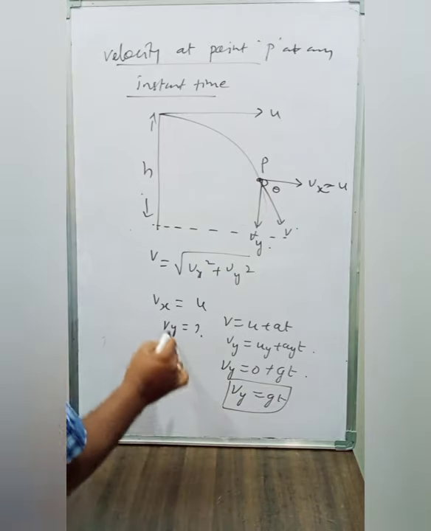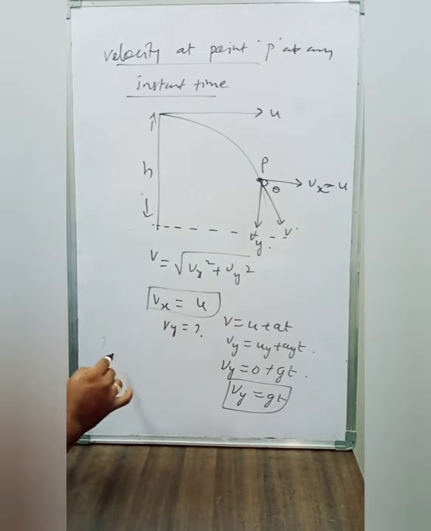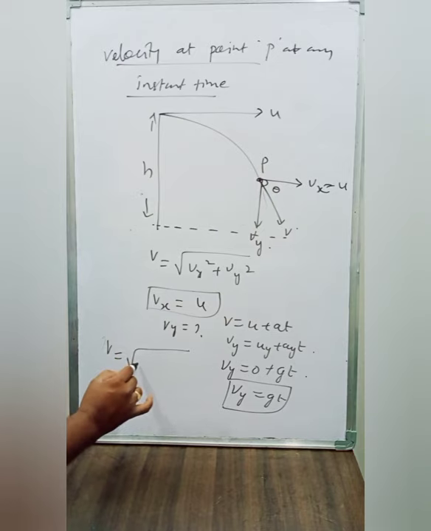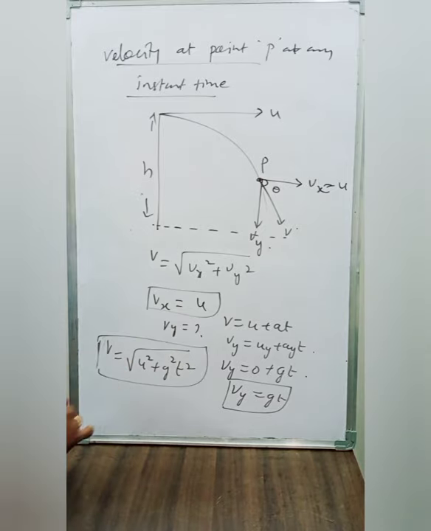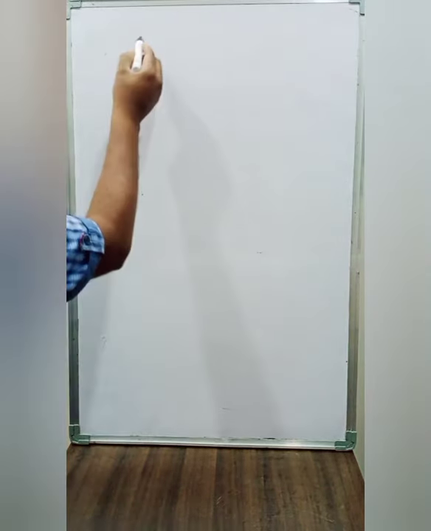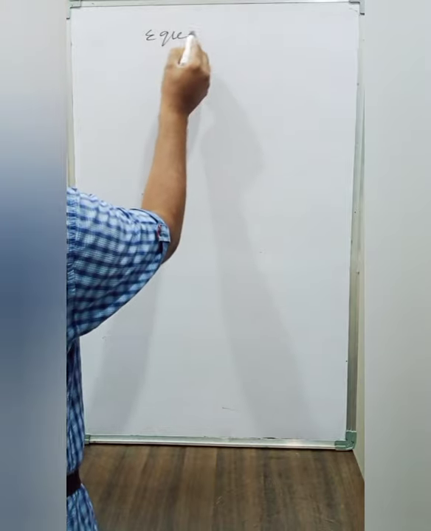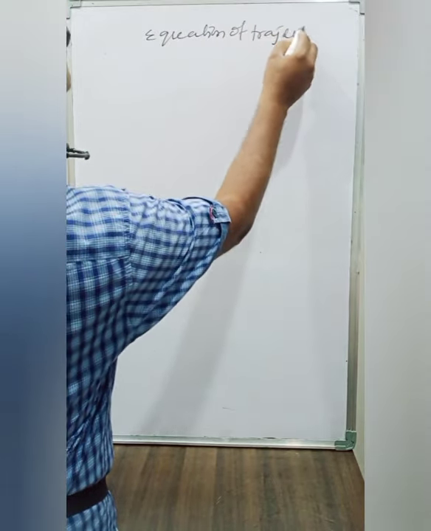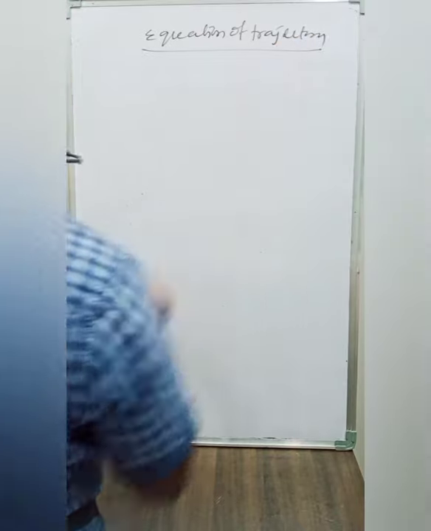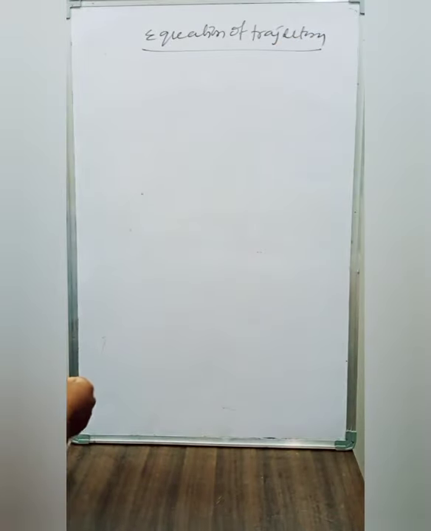By substituting the vx and vy values, we get v equal to root under u square plus g square t square. Now the equation of trajectory for the horizontal projectile.